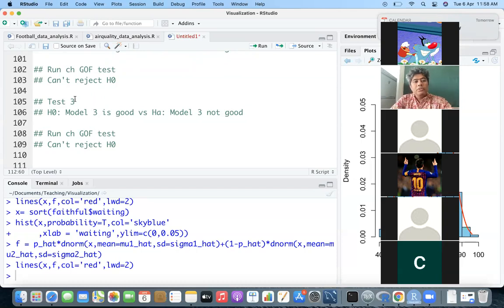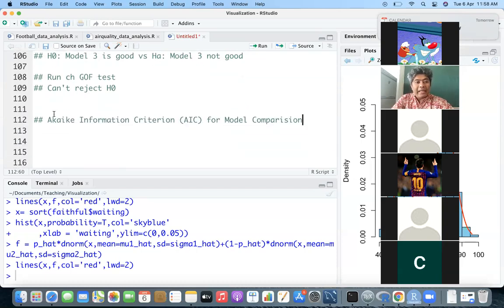Okay, so that is exactly the idea Akaike information criteria tries to model. In the same spirit, there is another thing called Bayesian information criteria. This is exactly the same concept, just the formula is slightly different. You can use either of the two.